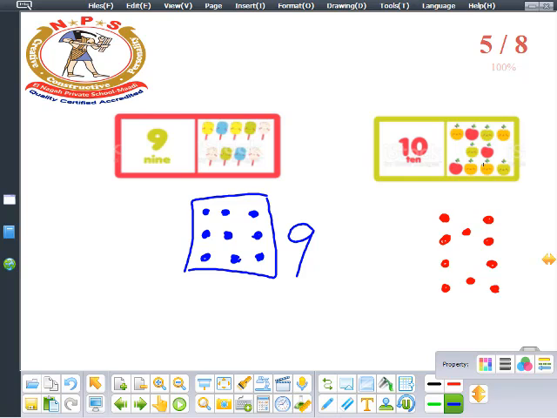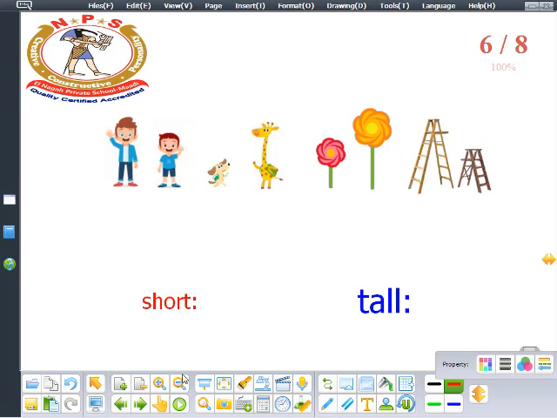Well, let's go to another thing. Look here. Let's remember the short and tall ones. Here we have some tall things and some short. Tall like what? Is this tall or short? Excellent, tall. Is this tall or short? Well done, short. Is this tall or short? Short, well done. What about this giraffe?